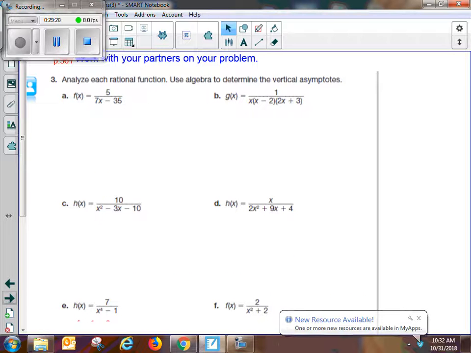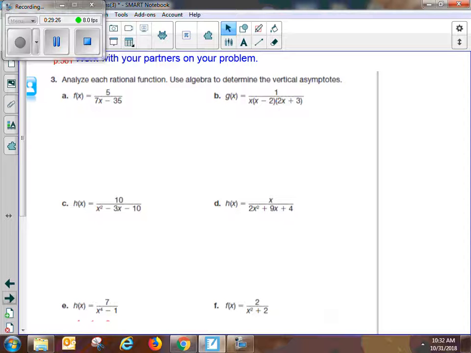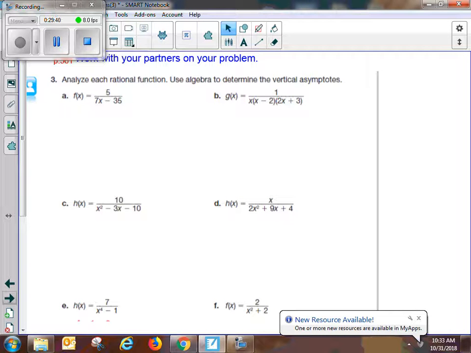Now, these are all different examples. So what I'm going to have you do is share out the answer to me, and I will actually write it in. So I'm going to give you a letter from the alphabet up here, and you will respond with the vertical asymptote that goes with the problem. A, B, C, D, E, F.